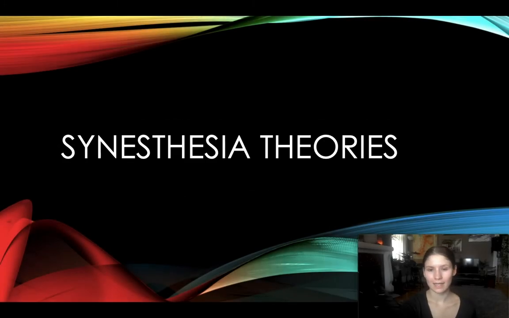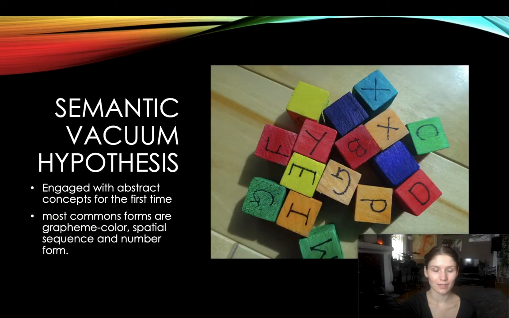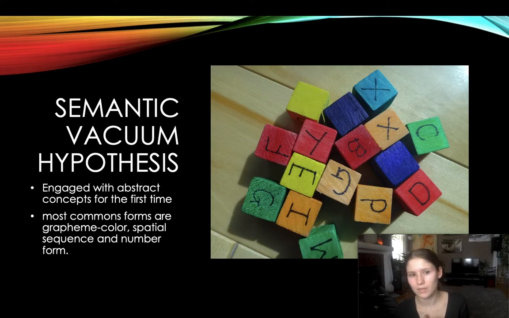The synesthetic theories behind it. So the first one is the semantic vacuum hypothesis. So basically the idea is that when kids engage with abstract concepts for the first time, this is causing a connection between different sensations. So the idea of color and numbers and letters, they're all combining because they're all being learned at the same time.